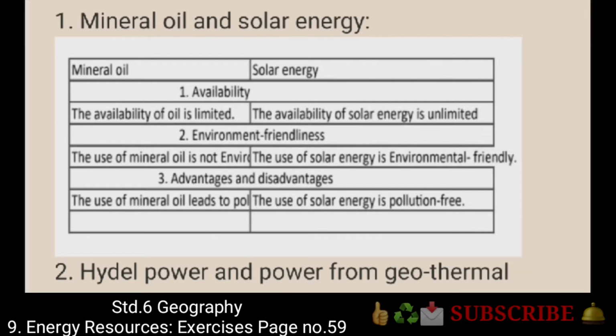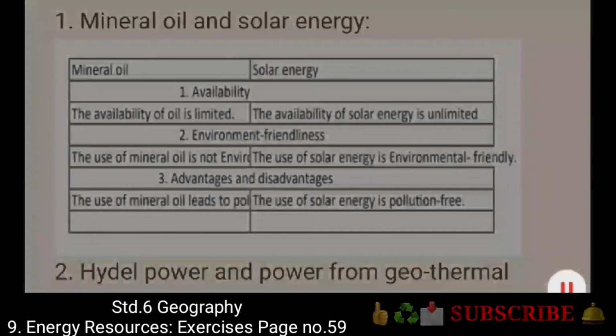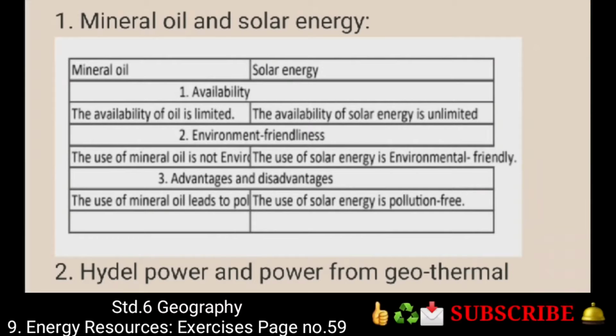Availability. The availability of mineral oil is limited. The availability of solar energy is unlimited. Second, environmental friendliness. The use of mineral oil is not environmentally friendly. The use of solar energy is environmentally friendly. Third, advantages and disadvantages. The use of mineral oil leads to pollution. The use of solar energy is pollution free.